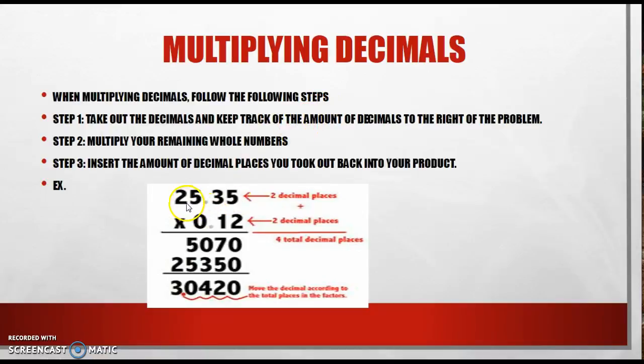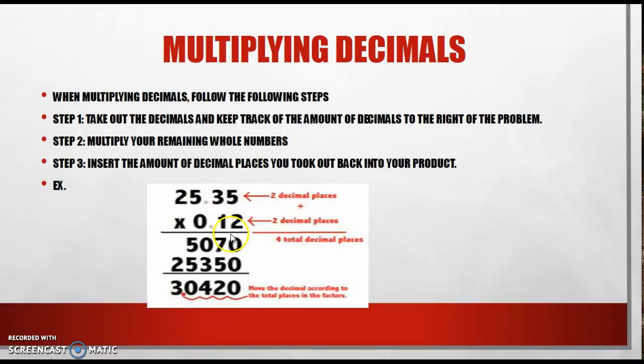So for example, in this problem, 25 and 35 hundredths times 12 hundredths. Right here's the decimal point. There are two numbers to the right of the decimal, so we have two decimal places in that number. In the second number, there are two digits to the right of that decimal point, so we have two decimal places there. So we have a total of 4 decimal places that we're going to pull out.